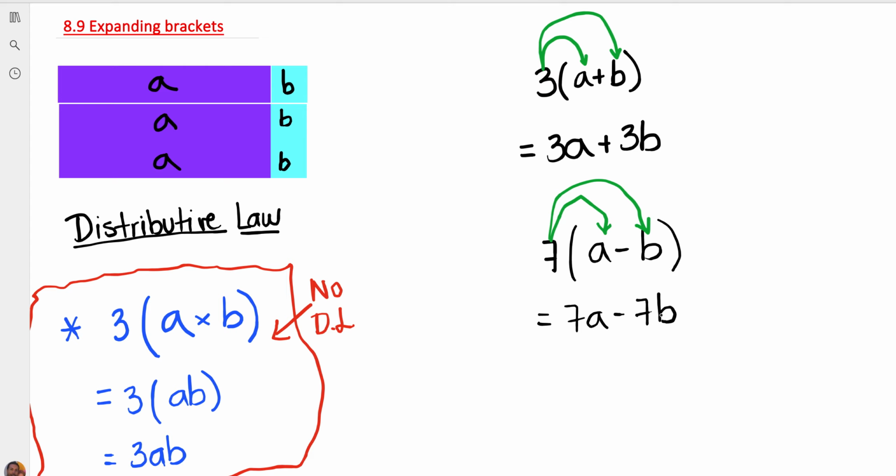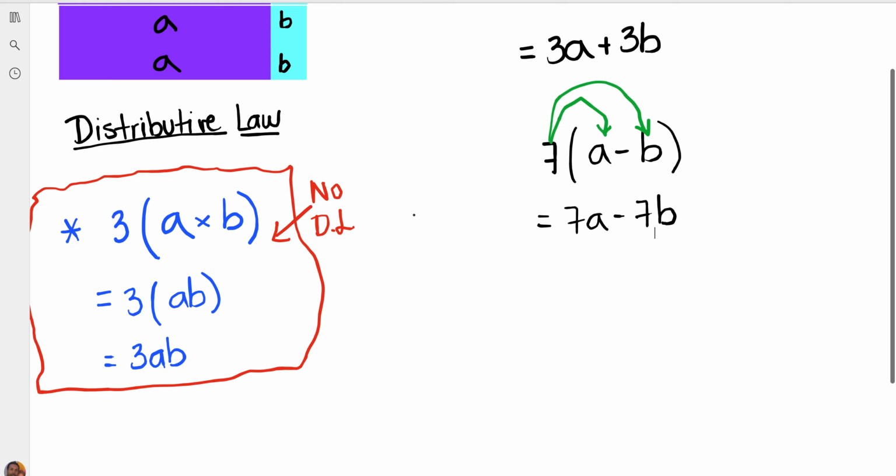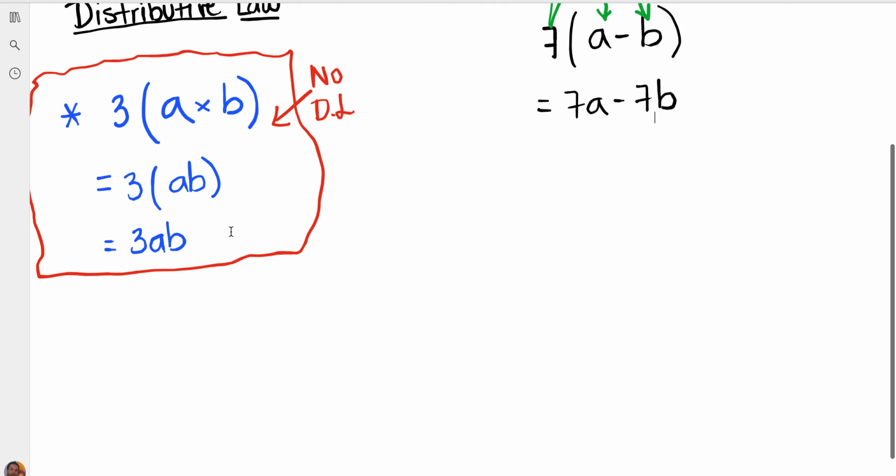Okay, good. So in the same way that it doesn't affect if they're multiplying, it doesn't affect either if they're dividing. I'm not going to write that down, but you should know that.